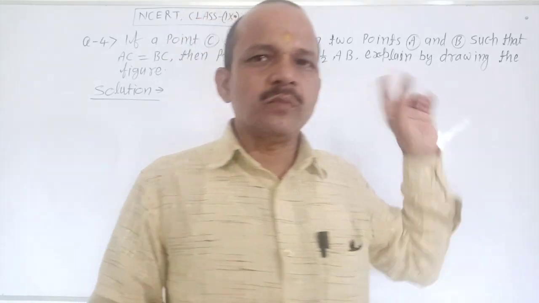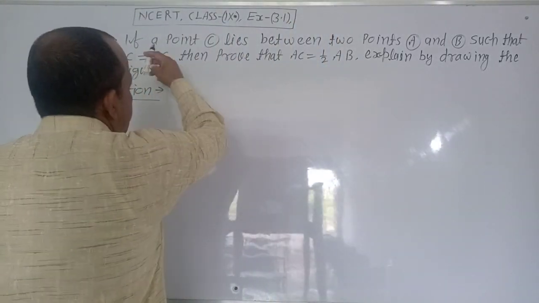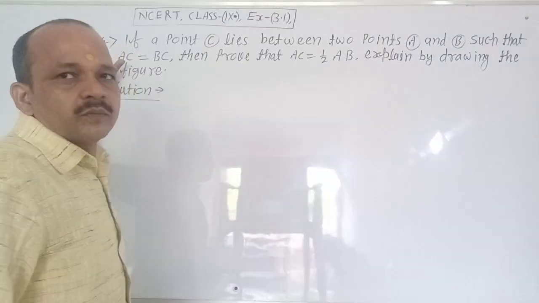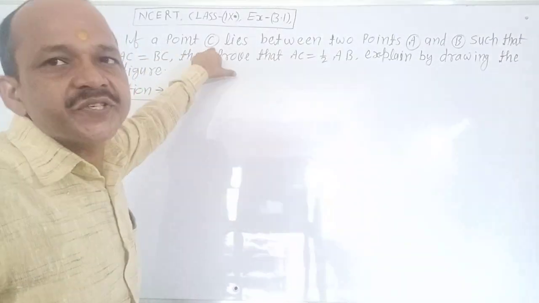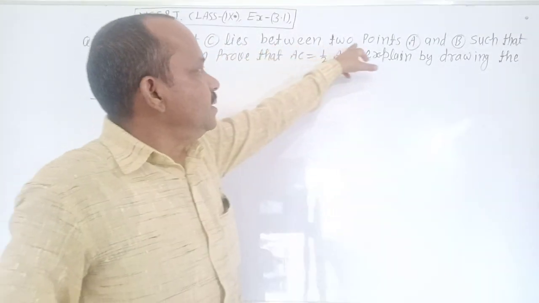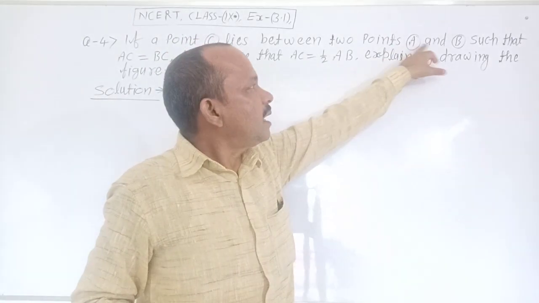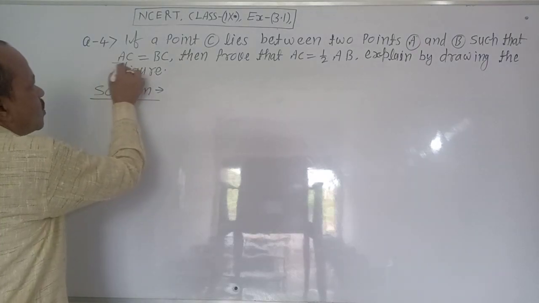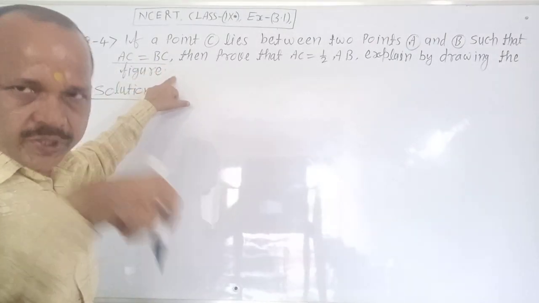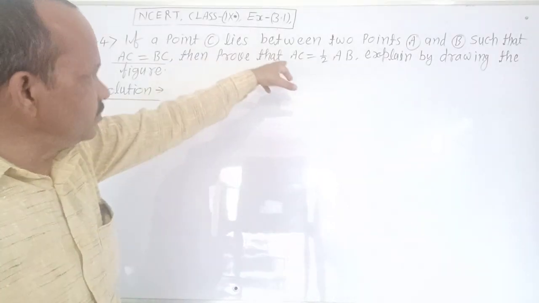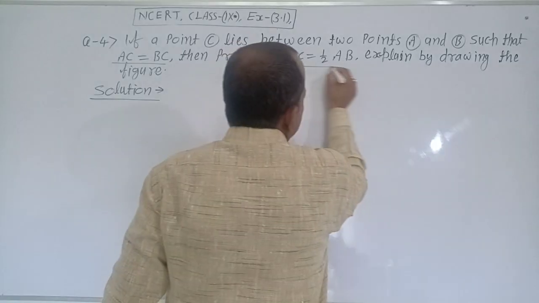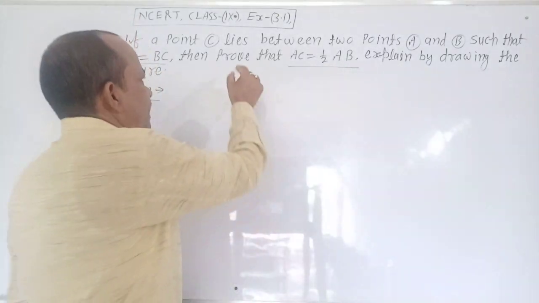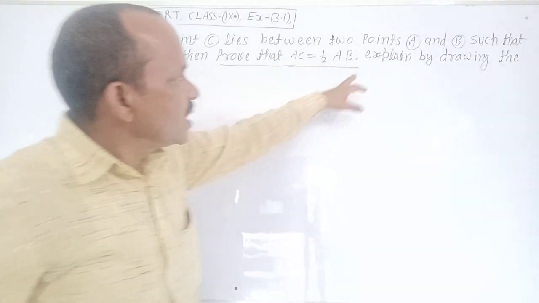Very good. See the book, NCERT class 9 exercise 3.1, question number 4. If a point C lies between 2 points A and B such that AC equal to BC, then prove that AC equal to half AB.